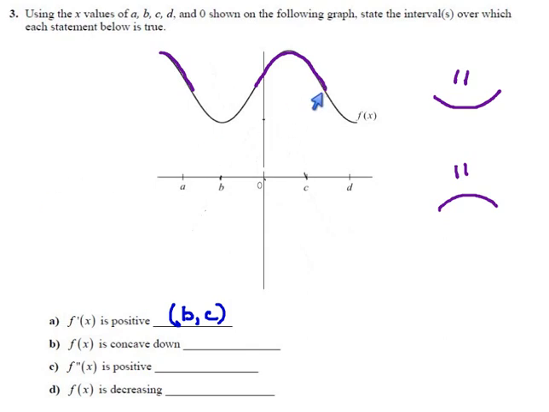Somewhere in here, it goes from being concave down to once again being concave up. By here, it's clearly concave up. So, how would we describe those intervals? This looks like it's up to A.